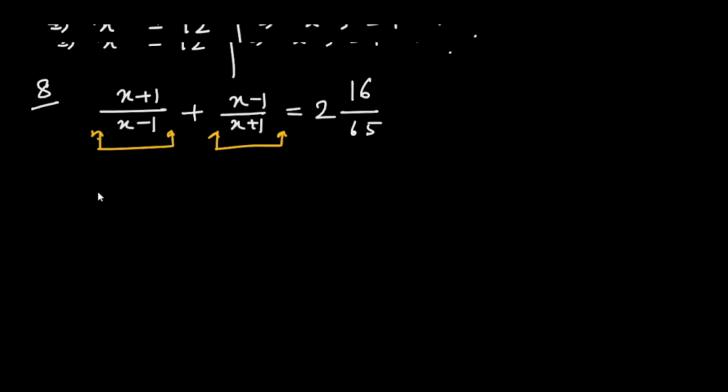Here in the numerator we are having x plus 1, denominator x minus 1. So this numerator will be multiplied with x plus 1. That means we are getting x plus 1 whole square. Similarly, here we are getting x minus 1 whole square. 2 whole 16 by 65, that means 130 plus 16, that means 146 by 65.